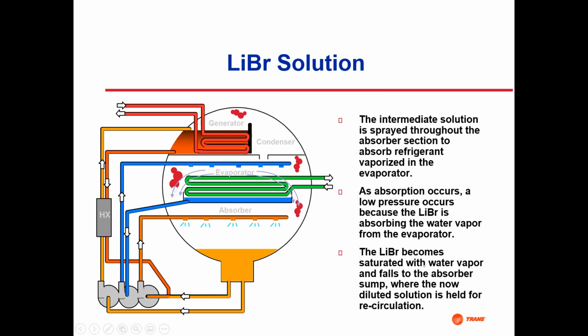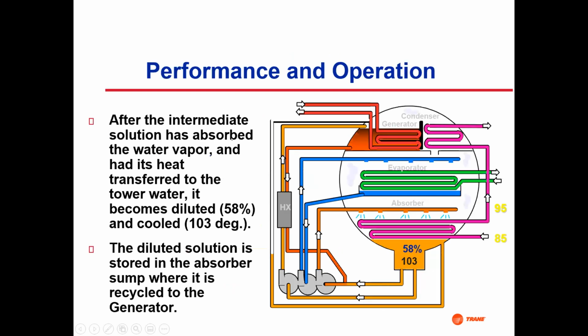Lithium bromide becomes saturated with water vapor and falls to the absorber sump, where it's now dilute solution and is held for recirculation. You know, so then this pump would pump it back through the heat exchanger to preheat it, and then back to the generator to have the vapor boiled off again.